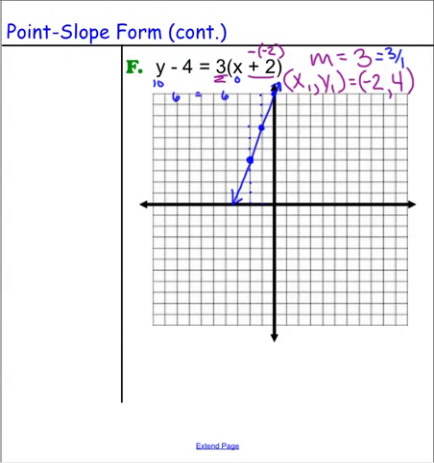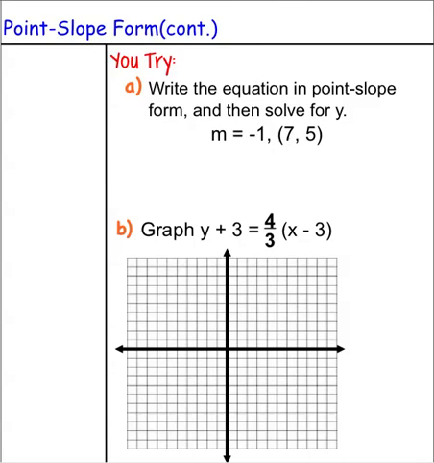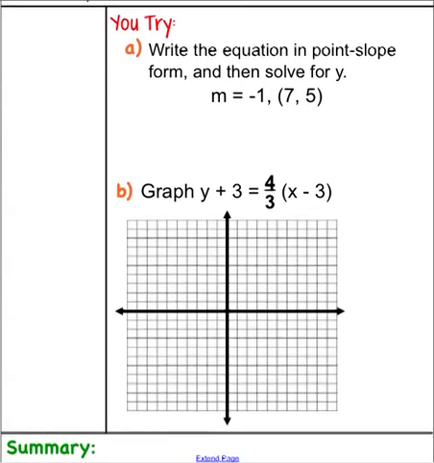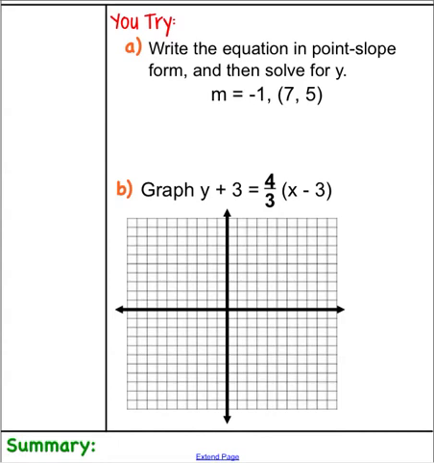What you need to do now is go ahead and complete the U-try problems. A is to write the equation in point slope form and then solve for y, so I am looking for 2 solutions there, with m equal to 1 and the point being 7, 5. So I'm looking for point slope form and slope intercept form. And then for part B, to graph the equation y plus 3 equals 4/3 times the quantity x minus 3. And as always, try to write your summary and bring your questions to class.